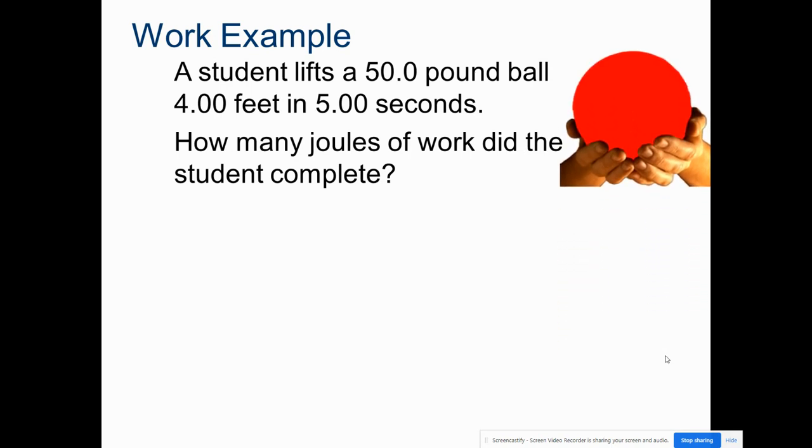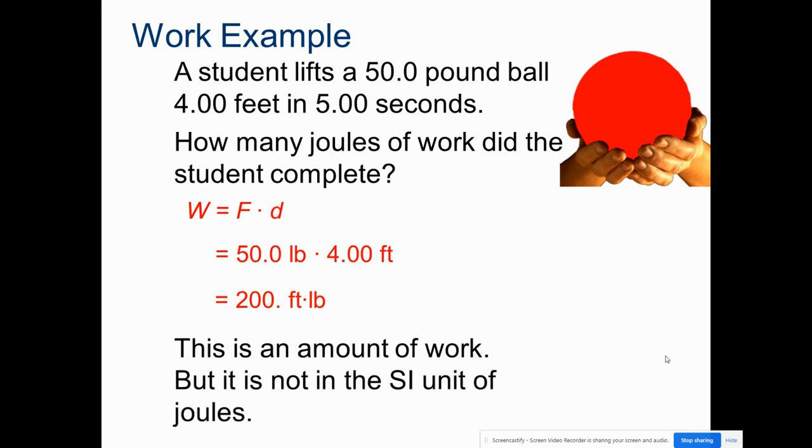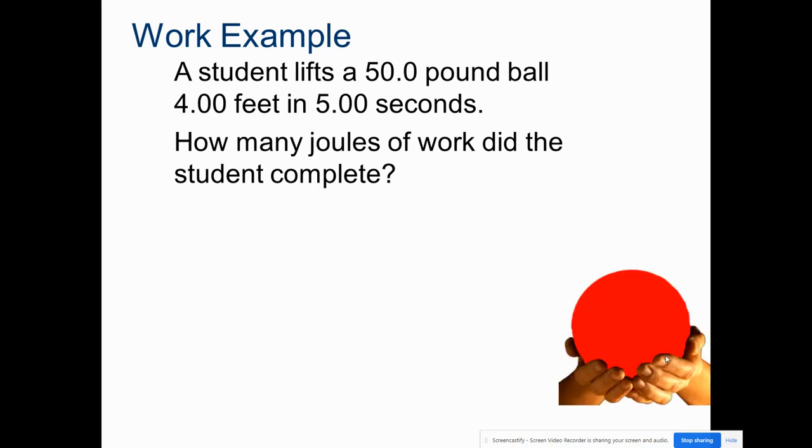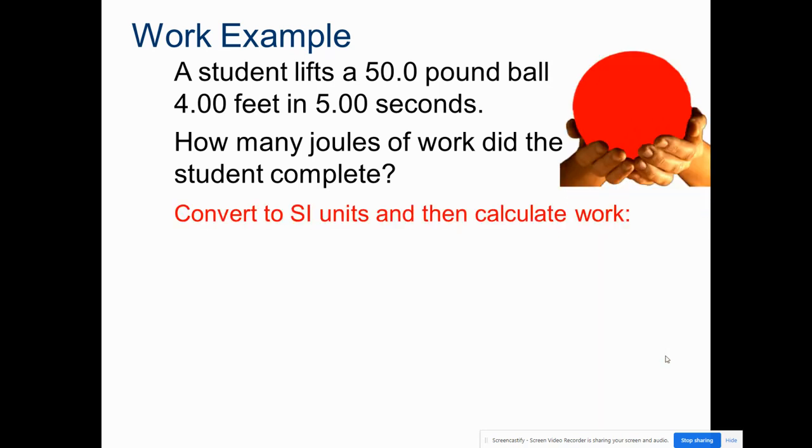So a student lifts a 50-pound ball 4 feet in 5 seconds. How many joules of work did the student complete? We have W equals F times D. 50 times 4 is 200 foot pounds. This is the amount of work, but it is not in the SI unit of joules, so we have to do a little conversion here.